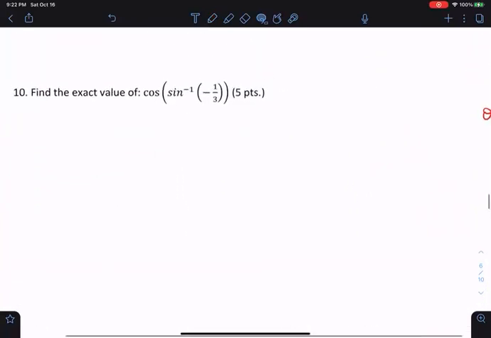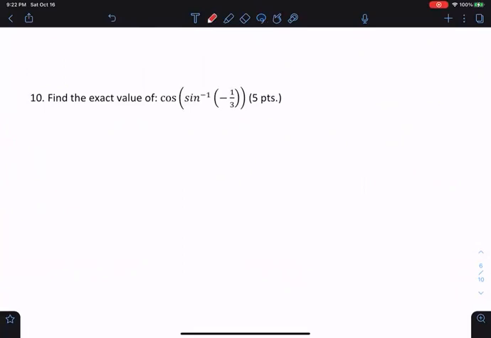Okay. They want you to find the exact value of this thing, right? So sine inverse of -1/3. Okay, so basically you need to find where this happens, right? So sine inverse is from -pi/2 to pi/2, right? That's the restriction. And they're asking you for 1/3, right? That we don't have, right? Because usually we have 1/2 and square root of 3/2, or we have √2/2, right?